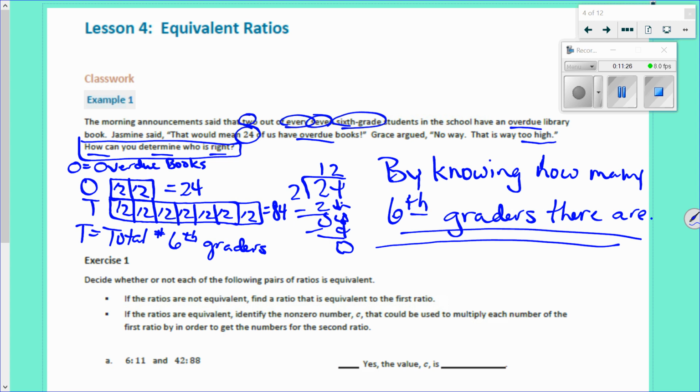Okay, so back to the point we were making. If there are exactly 84 students, is Jasmine correct? Yes. So Grace said what? Grace said, no way, it's way too high. So if there are more students than 84, is Grace correct?